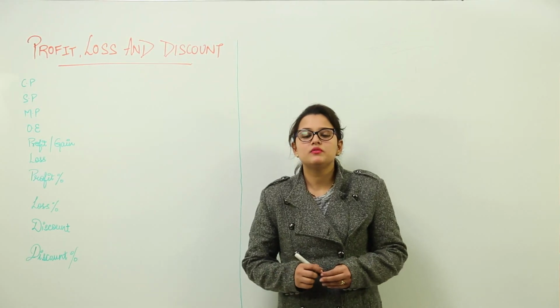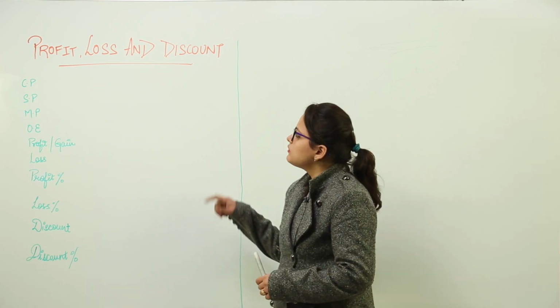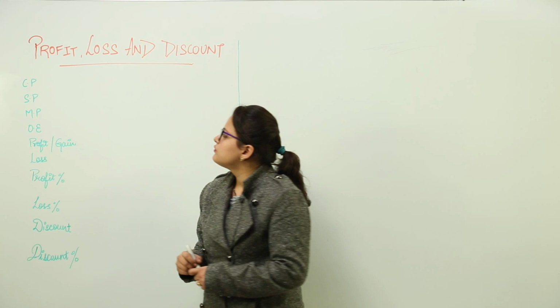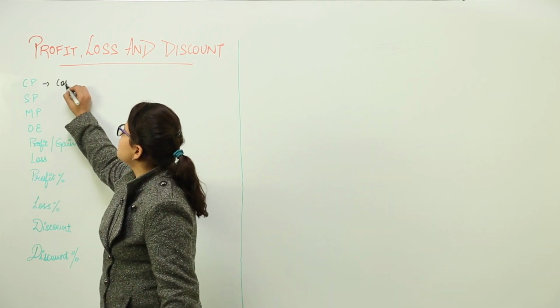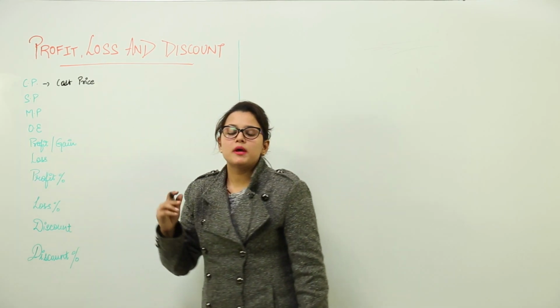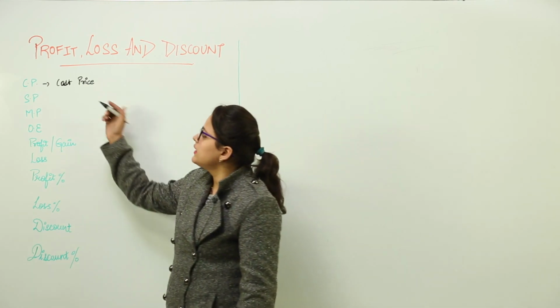Now the topic that we'll be doing is profit, loss and discount. Before starting with the topic, let us get familiar with a few of the terms, right? First term is CP. Now here CP stands for the cost price. What is cost price? Basically, the manufacturing cost for any article is known as the cost price, right?